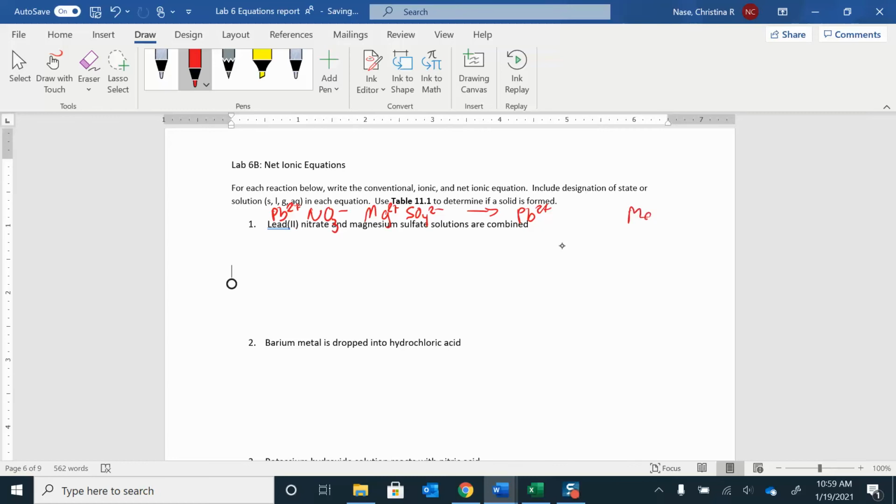and my Mg2+. Okay, so I just wrote those in the same order that I had them, and then I'm going to switch their anions. Now, lead had nitrate before. Nitrate's going to go with magnesium over here. So I have nitrate, NO3-, and the sulfate was with magnesium. Now the sulfate's going to go with the lead, SO4 2-.